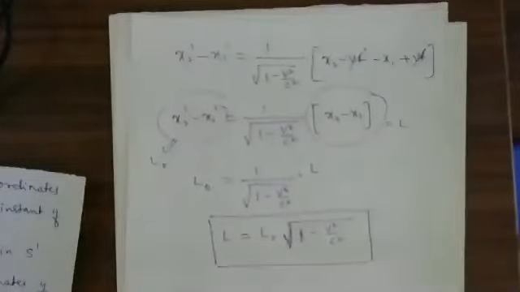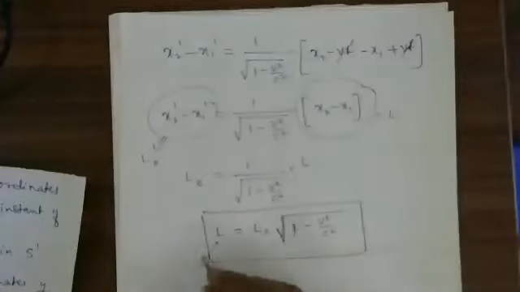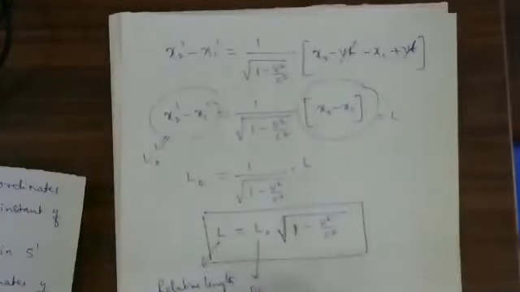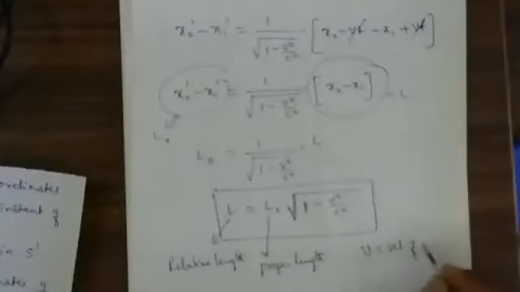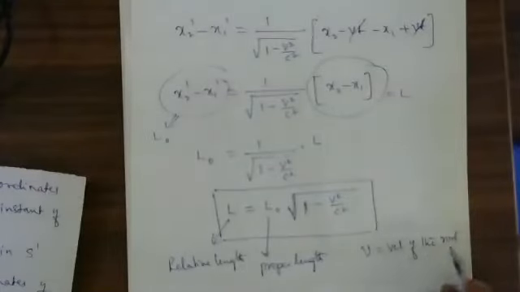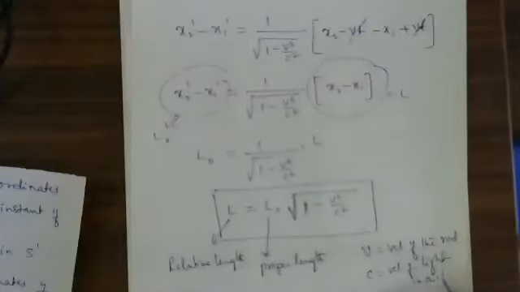L equals L naught into square root of 1 minus V square divided by C square, where L is the relative length. This is the relative length of the rod. L naught is called the proper length. V is the velocity of the frame of reference, the velocity of the rod, of course. C is the velocity of light in air or vacuum medium. We have to solve the problems also here.